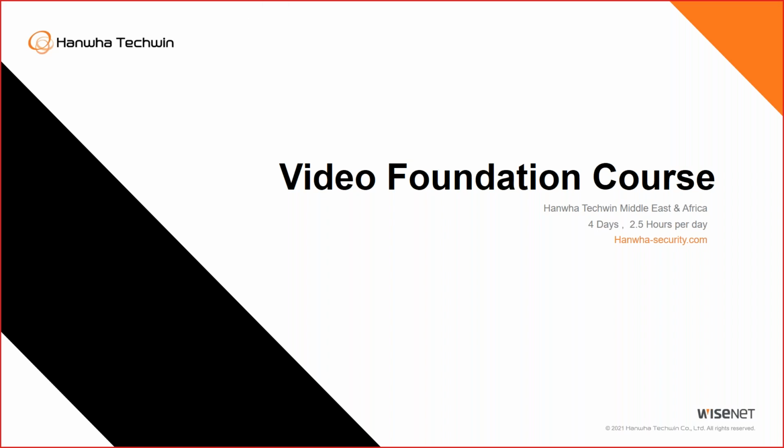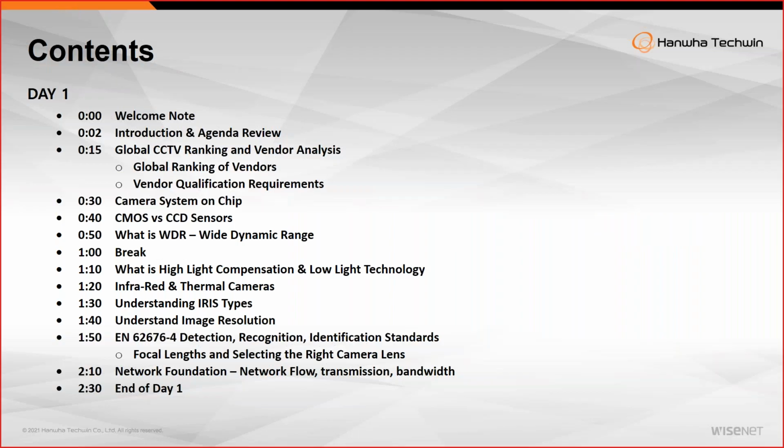So since day one, we have talked about the vendor checklist. We talked about imaging technology, the camera chipset, what is the construction of a camera, the IP rating of a camera, the WDR specifications for a camera, and highlight and low light. We talked about thermal cameras, and the IR range of cameras as well.